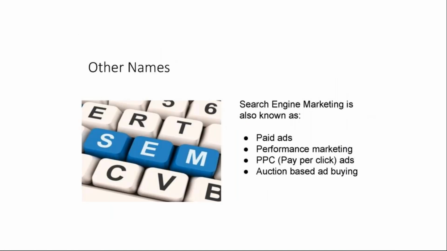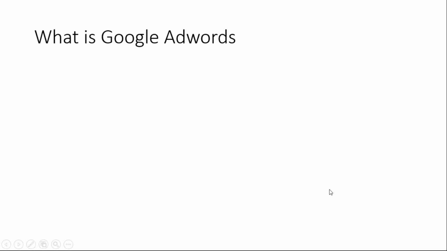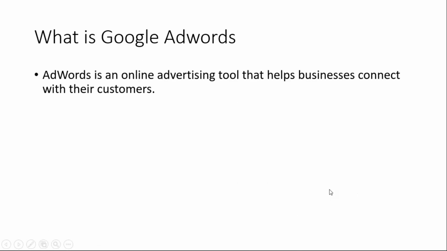What is Google Ads? Please remember, Google Ads is also called paid ads. It is also called performance marketing. It is also called pay per click ads. It is also called auction based ad buying. I'll tell you what this auction based means. What exactly is Google AdWords? It's an online advertising tool that will help businesses connect with their customers. That's all Google AdWords is.